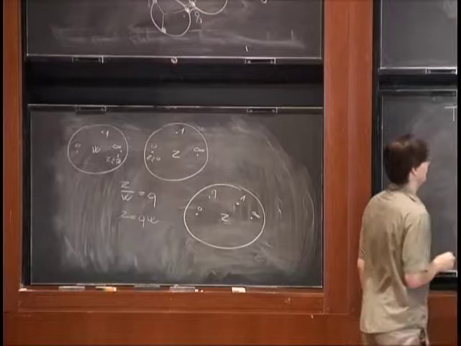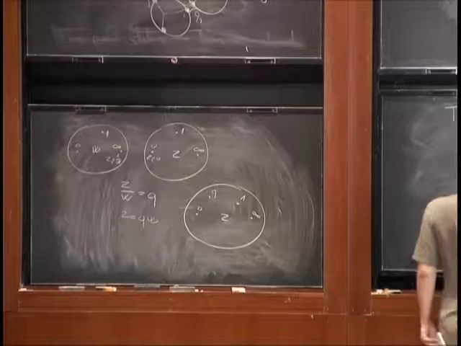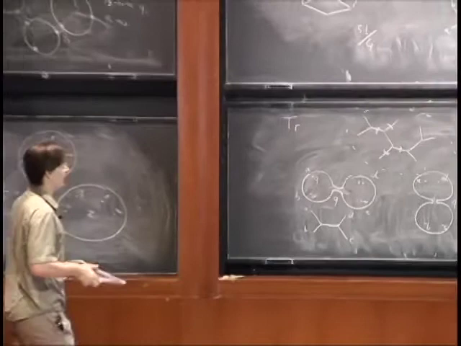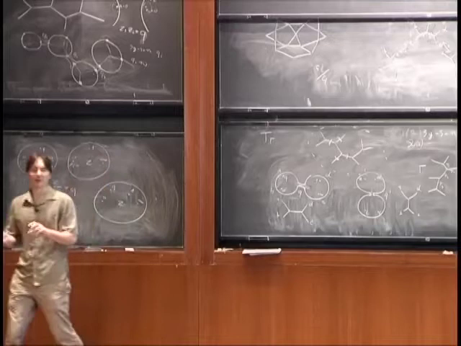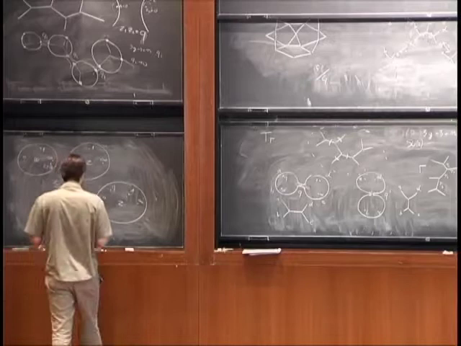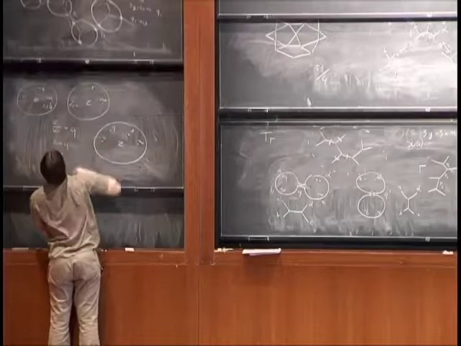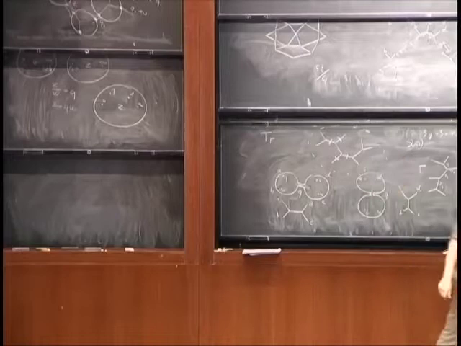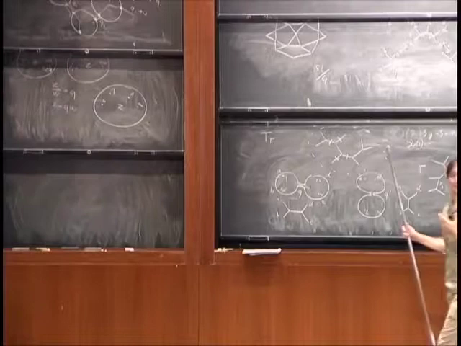Now, I'm describing the parameter space of a four-puncture sphere, of a sphere with four points, simply by putting three points at 0, 1, and infinity, and moving around the fourth point. Now, there is a useful fact to remember. We wanted our parameter space to look like the upper half plane. Remember, the upper half plane is what you get when you think about the moduli space of a torus.